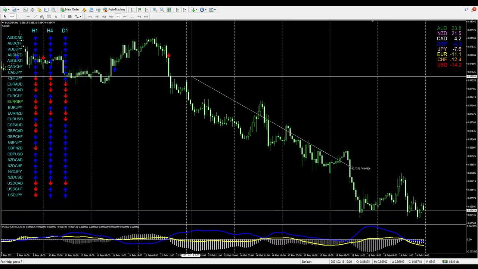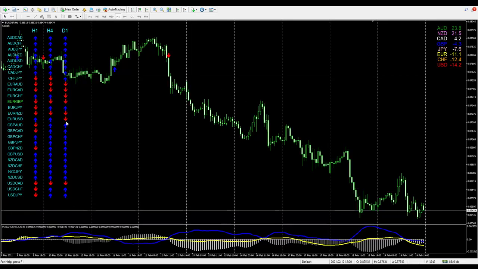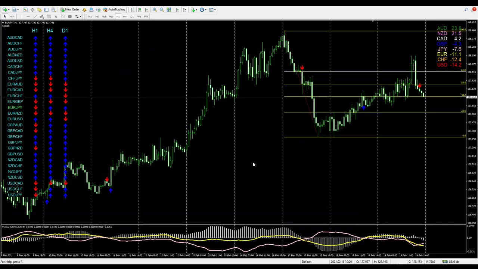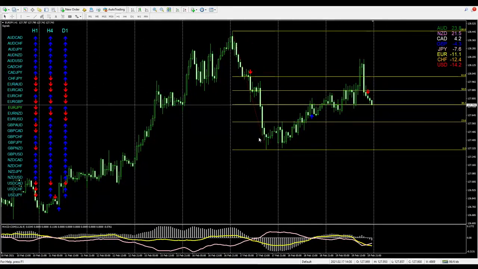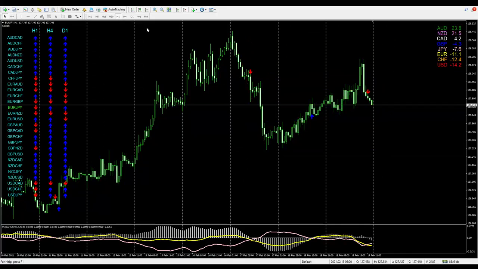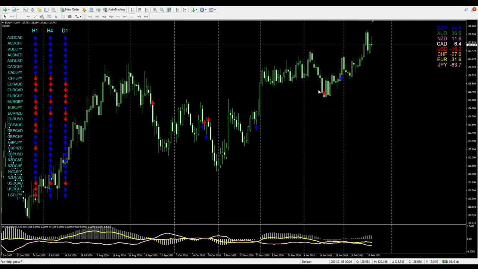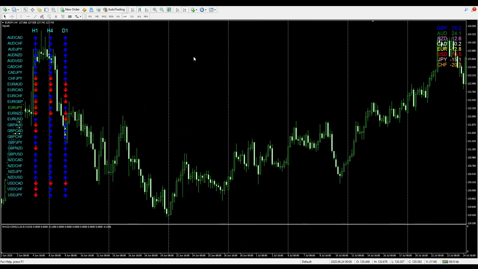If the market reversed, you would have already a profit. For EUR JPY, one moment, let me remove this one. So for EUR JPY, the trend here is buy since last month.